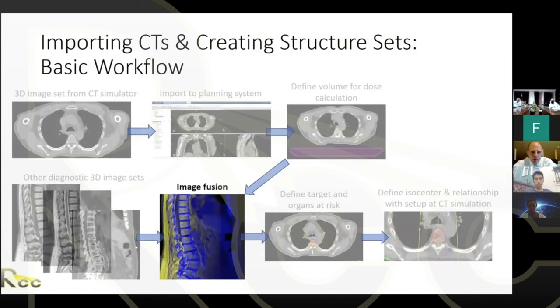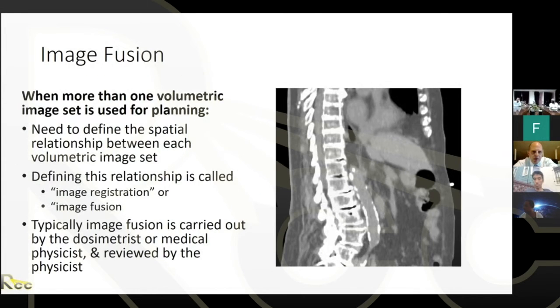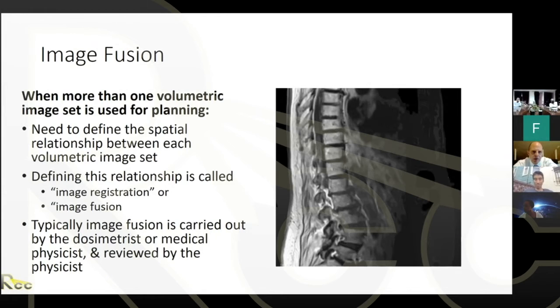All right, so we've talked about different diagnostic sets. Once those are imported to the planning system, we have our planning CT and we have our other diagnostic images, and we need to fuse those in the planning system. So one volume image set is used for planning, and we need to define the spatial relationship between each volumetric image set.